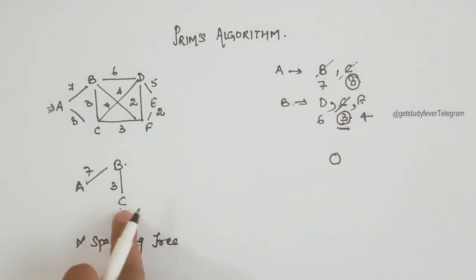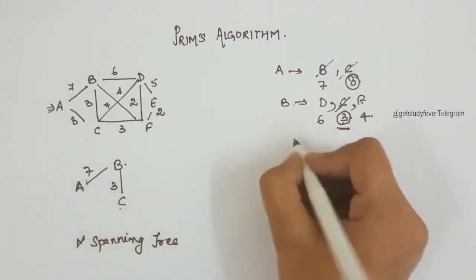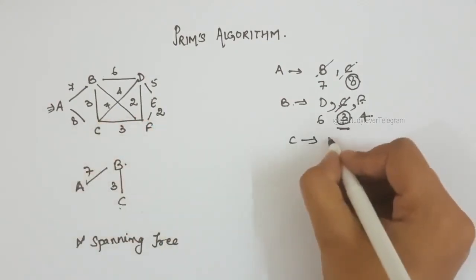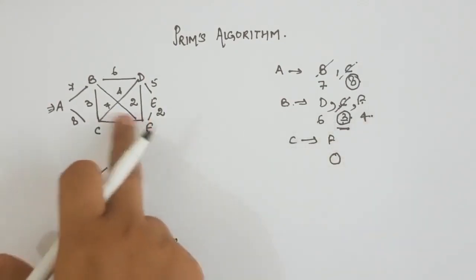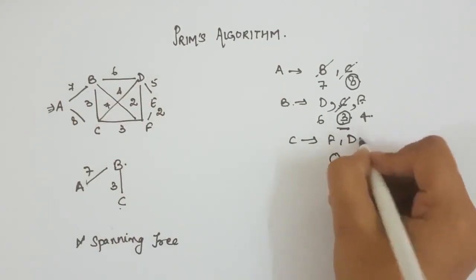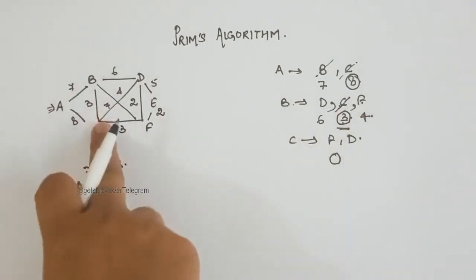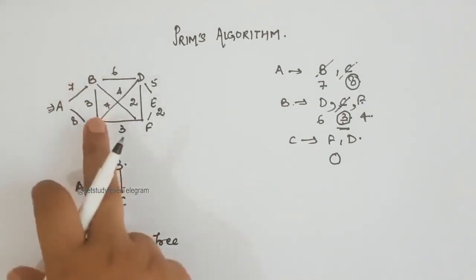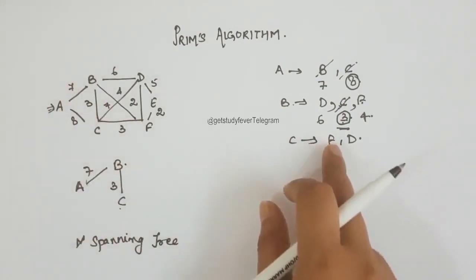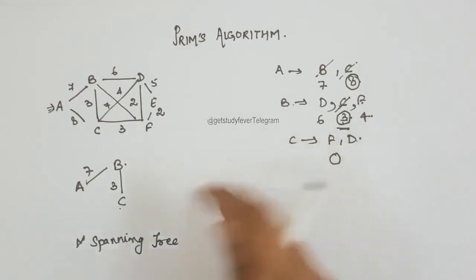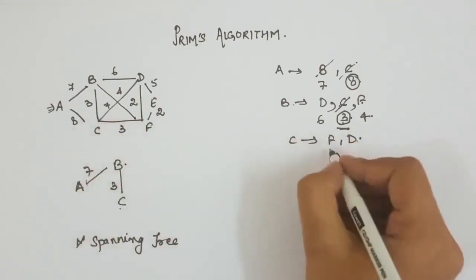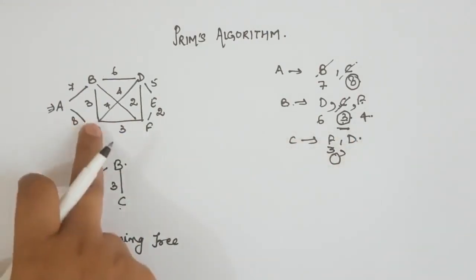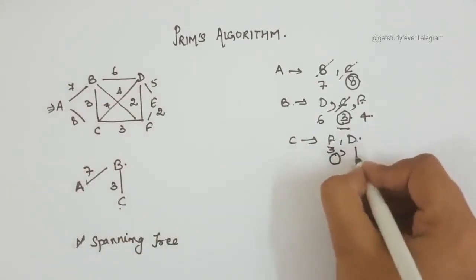Now I'll see what the vertices reachable from C are. So we have F, we have C to D, we have C to B, but since we have already included B in the spanning tree, we will ignore B. Now I will update the values of F and D. So the value of C to F is 3, and the value of C to D is 4.